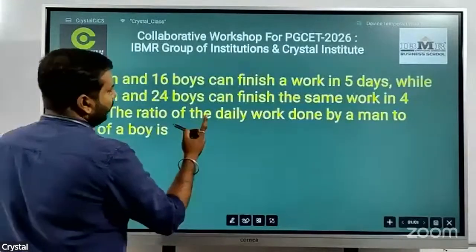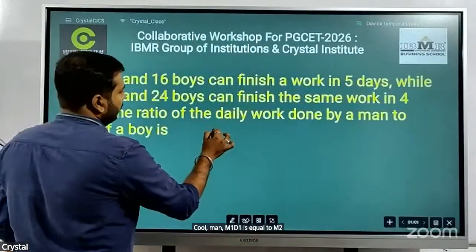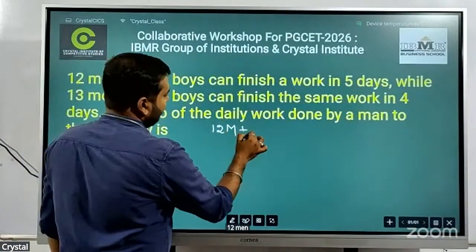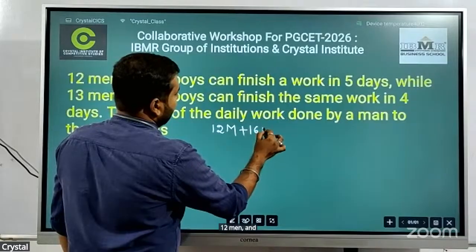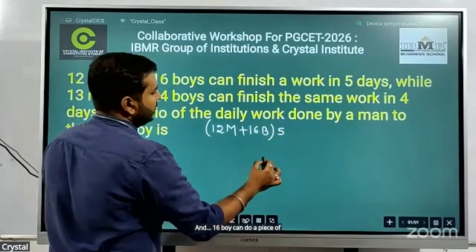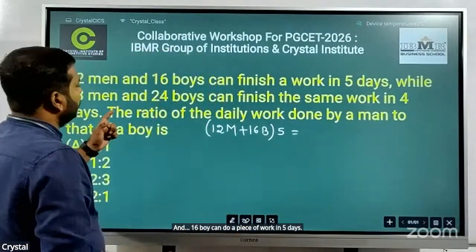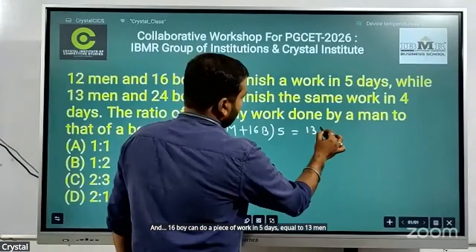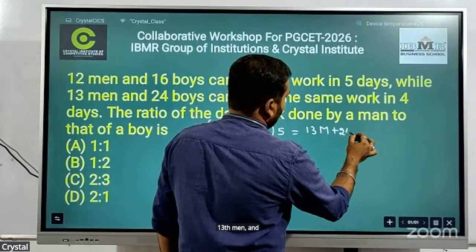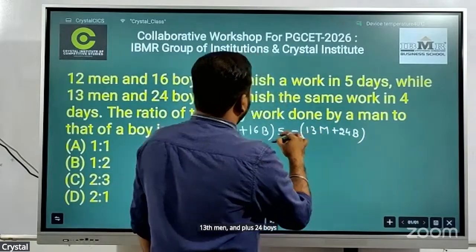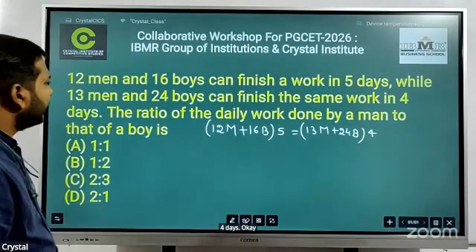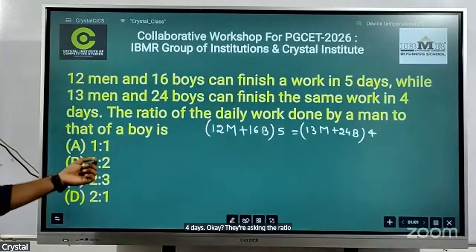12 men, M1 D1 is equal to M2 D2. 12 men and 16 boys can do a piece of work in 5 days, equal to 13 men and 24 boys can do a piece of work in 4 days. They're asking the ratio of man to boy.